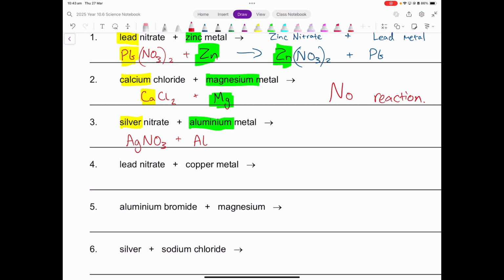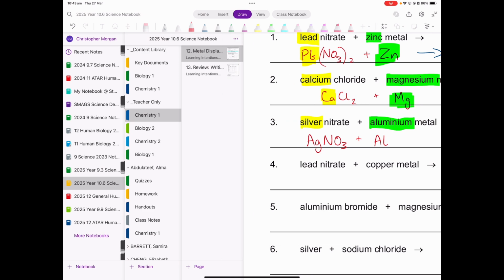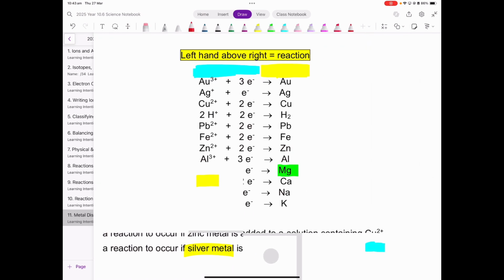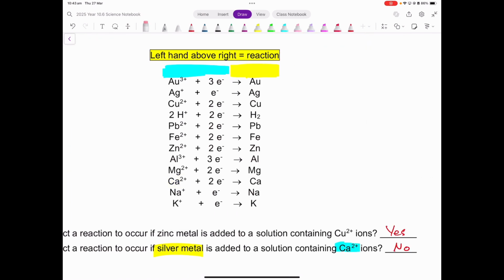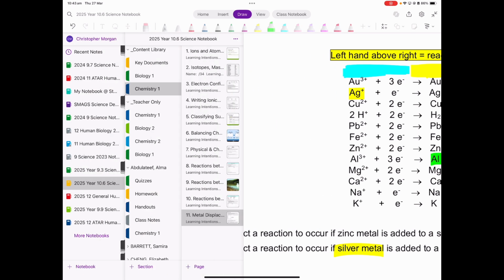Again, our next step becomes looking for silver ion and aluminium metal. So I go back to my standard reduction table and I'm looking for silver ion over on my left-hand side, right at the top. And what was the metal again? Aluminium metal. Silver ion, aluminium metal. Is my left hand above my right? Yes. So a reaction takes place.